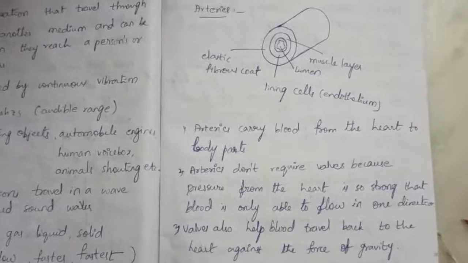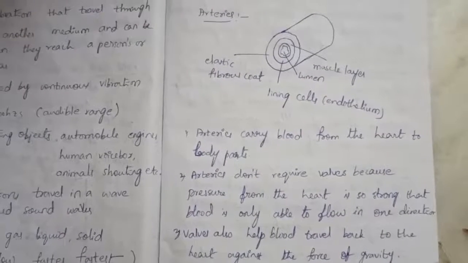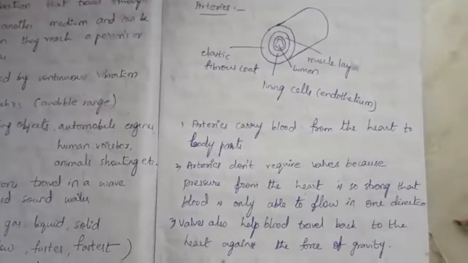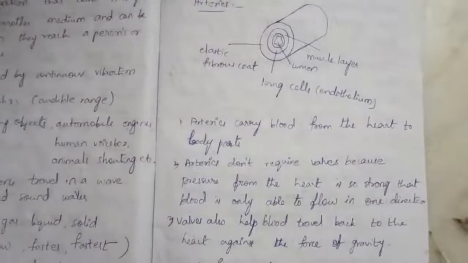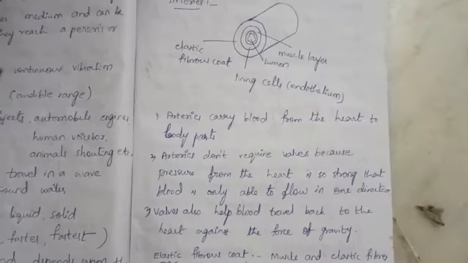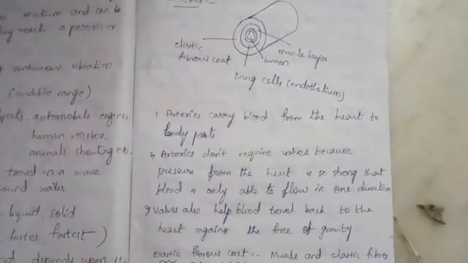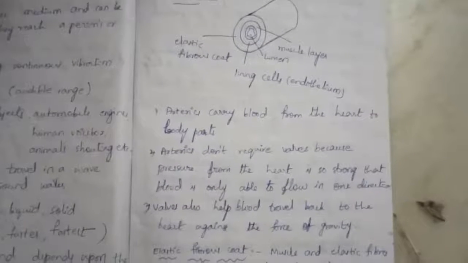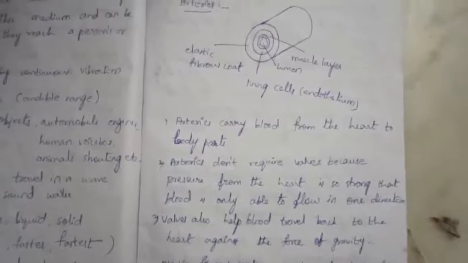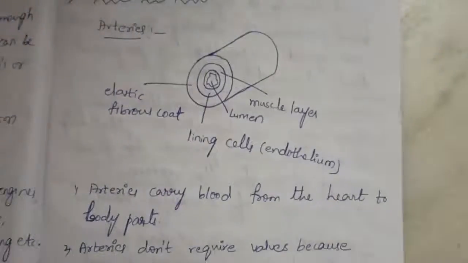But in the case of arteries, the aorta carries blood from the heart and supplies it to all body parts, so there is no need to bother about gravity. That's why arteries don't require any valves. Coming to the parts, here are the layers.